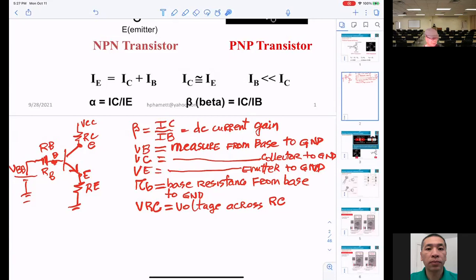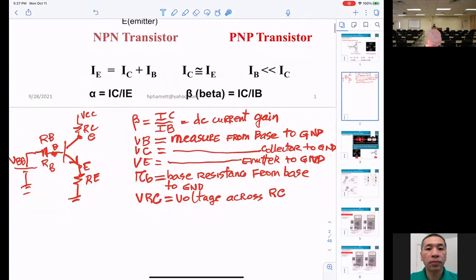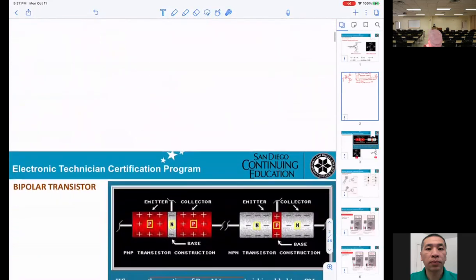However, if they say I want VBE, then your meter high side will connect to the B and the low side connects to the E, okay? That's very, very basic, you must know.